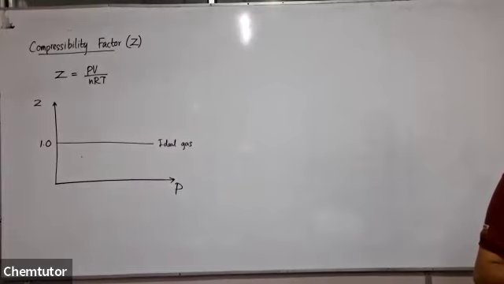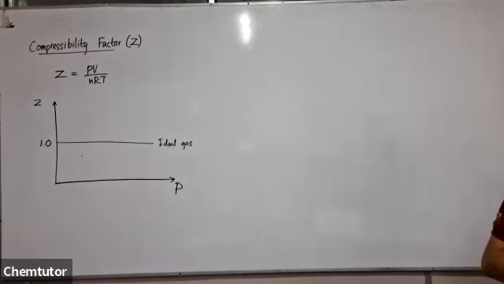Then you can note down in a separate point, the deviation from the ideal behavior can be clearly seen when the pressure versus volume plot is considered.